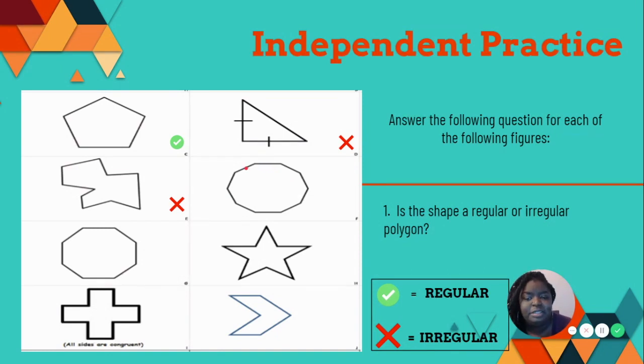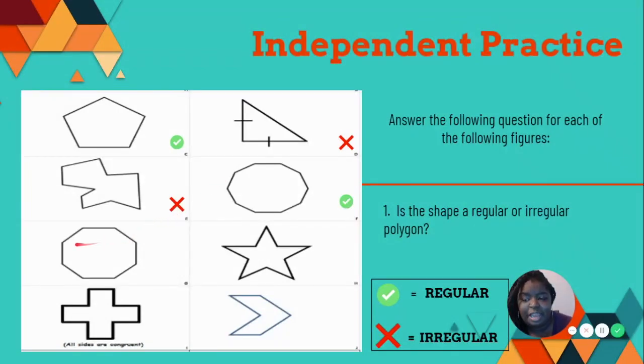Moving on to our next. Here, we're going to see how many sides we have. We have 1, 2, 3, 4, 5, 6, 7, 8, 9, 10. I think I counted that right. 10, yes. So a 10-sided shape is considered a decagon. And are all sides congruent? Are all angles congruent? Yes. So this is considered a regular polygon.